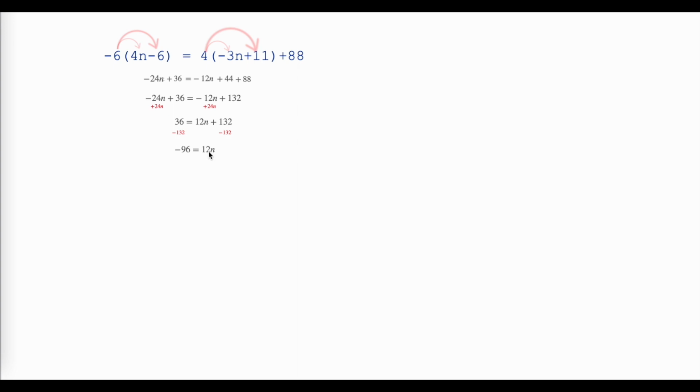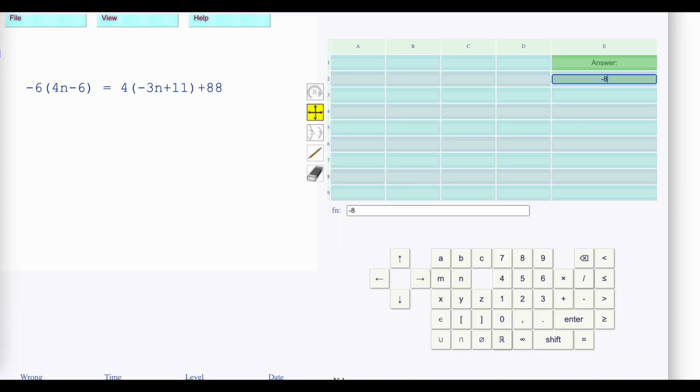I want to get rid of the 12 that's multiplying the n, so I'm going to do the opposite. I'm going to divide by 12, but if I divide the right-hand side by 12, I also have to divide the left-hand side by 12. Negative 96 divided by 12 is, a negative divided by a positive is negative, and 8. Negative 8 is equal to n. There is our answer. Back to the program, negative 8 as my answer.